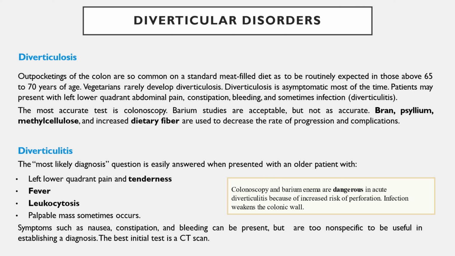For the first one, diverticulosis is when you have outpocketing of the colon. It's so common that it has to be routinely expected in those above 65 or 70 years of age on the standard meat-filled diet. Vegetarians also develop diverticulosis.